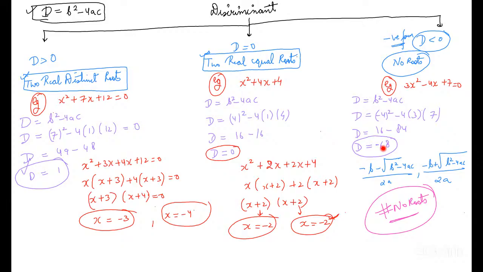You cannot find the root of any negative number. So that is why it has no root. If D is equal to any negative number, then there will be no roots. D is basically the discriminant.